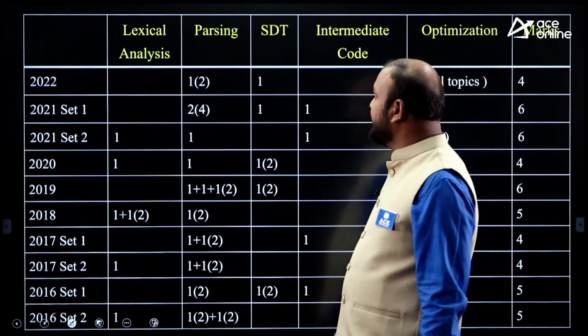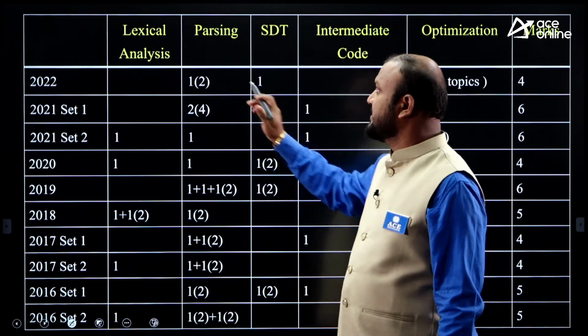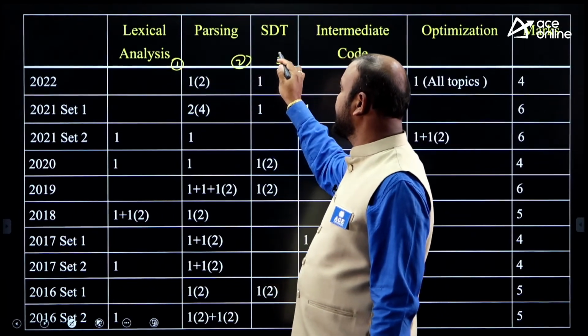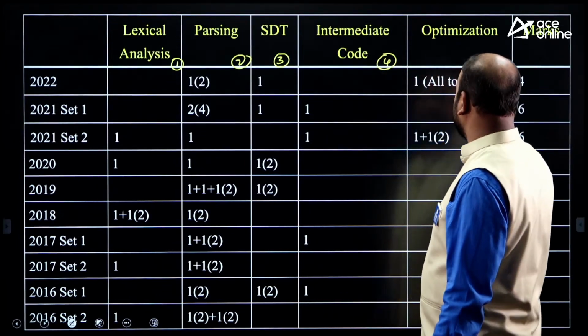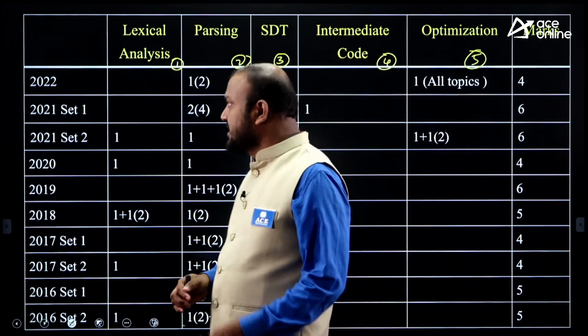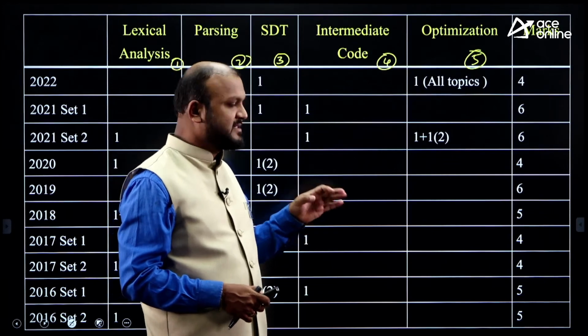Look at, we have 5 chapters: lexical analysis, parsing, syntax directed translation, intermediate code generation, and optimization. There are 5 chapters in the compiler design subject. From the 5 chapters, you can understand where questions are asked.